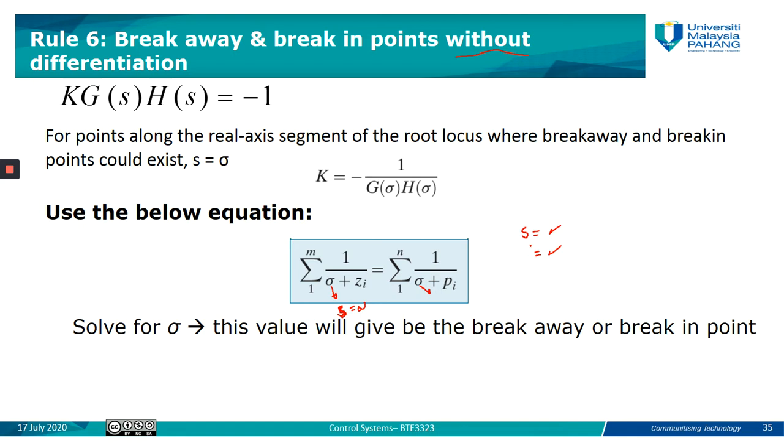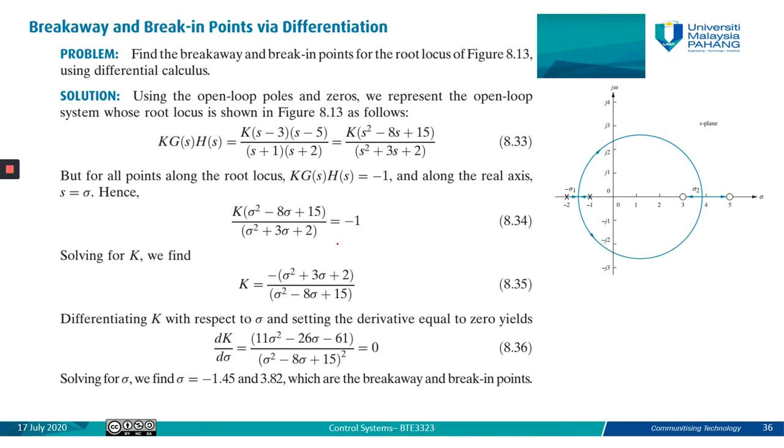Okay, so we are going to see how to find the breakaway and break-in points within an example. In this example, we are going to use the two methods. One, using the differentiation method. The other one, using the formula: the sum of 1 over sigma plus z equals the sum of 1 over sigma plus p. This is the example actually.